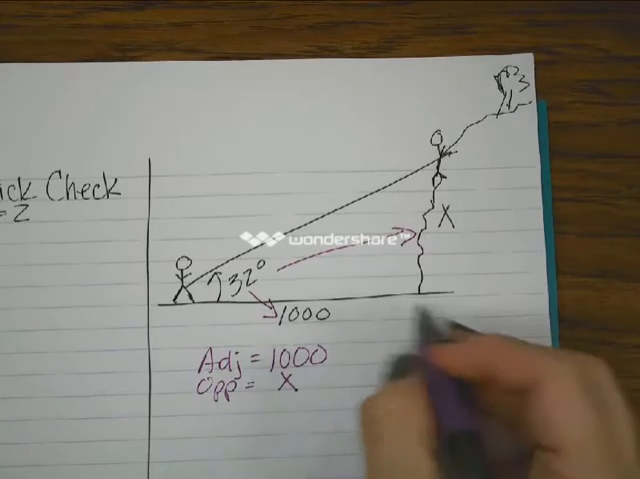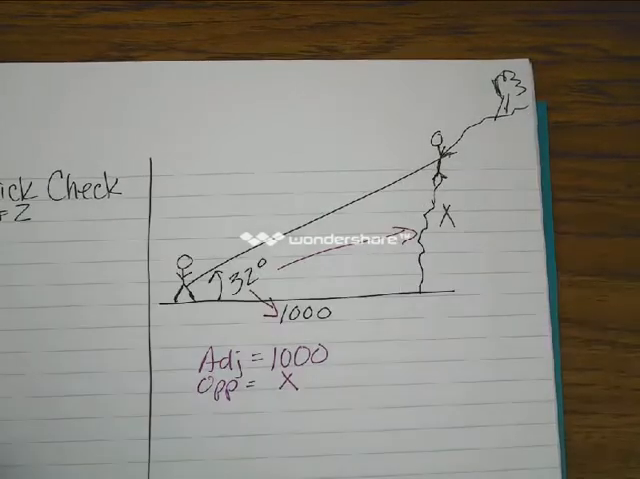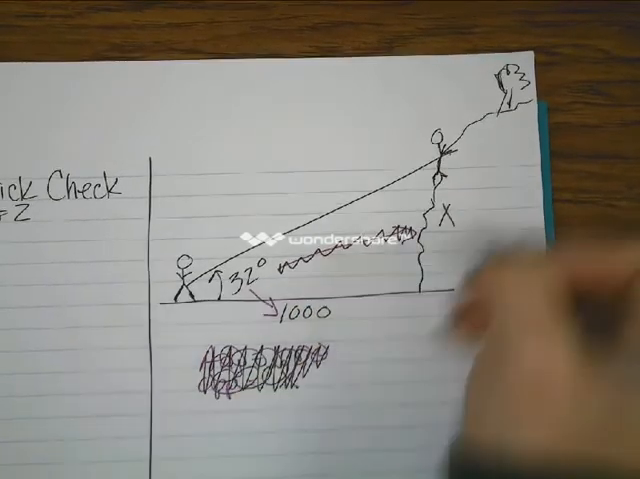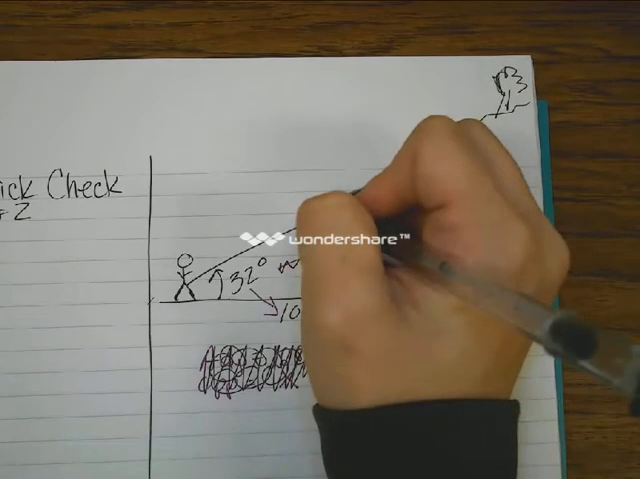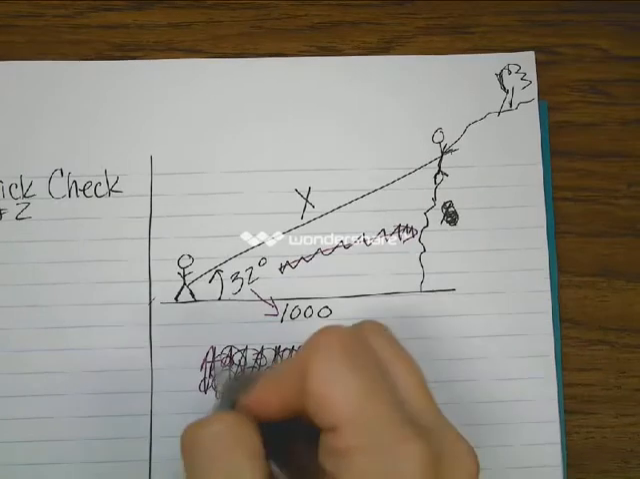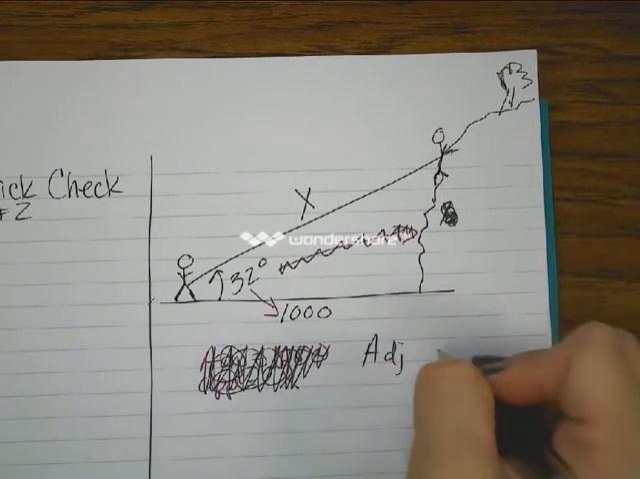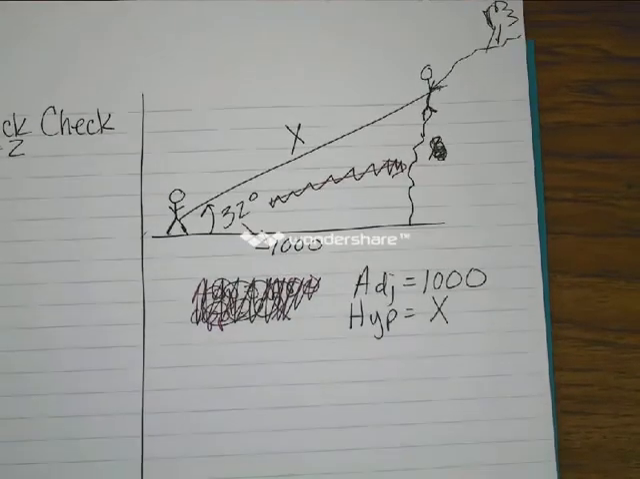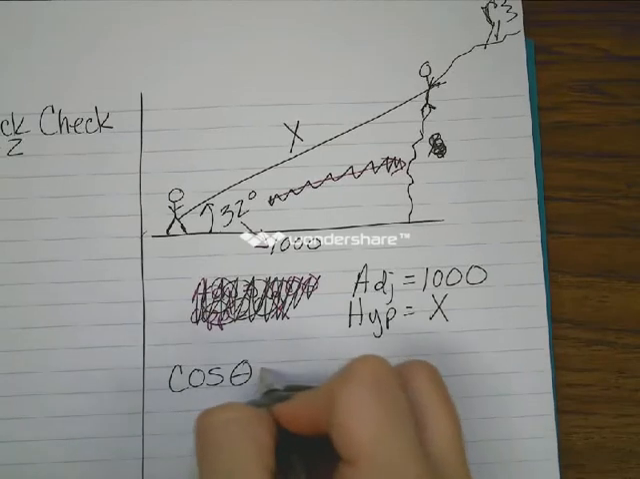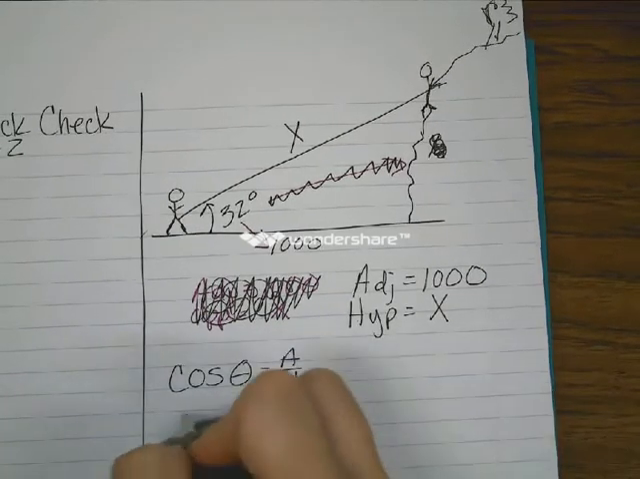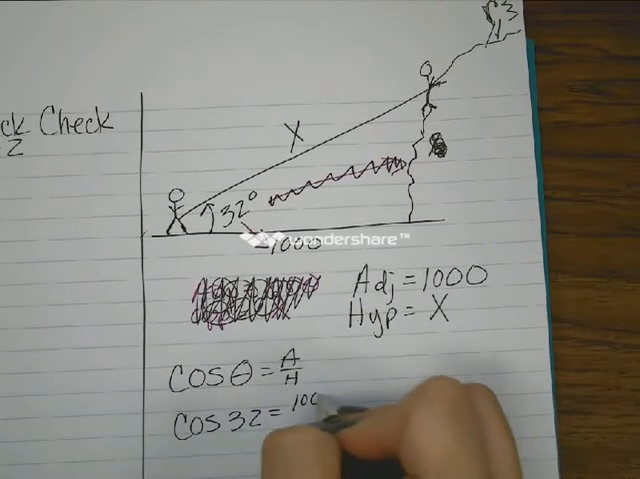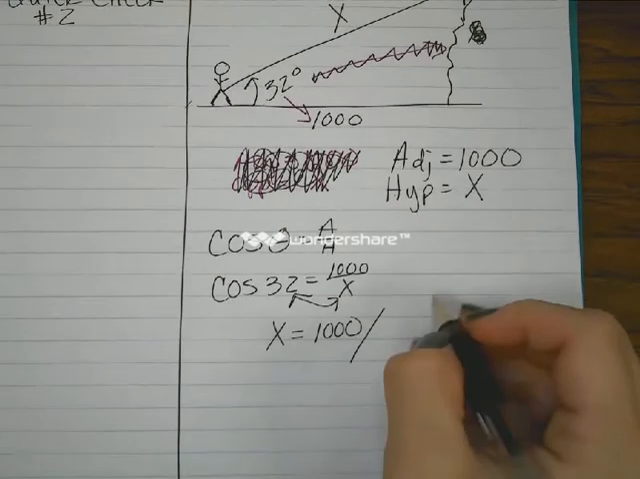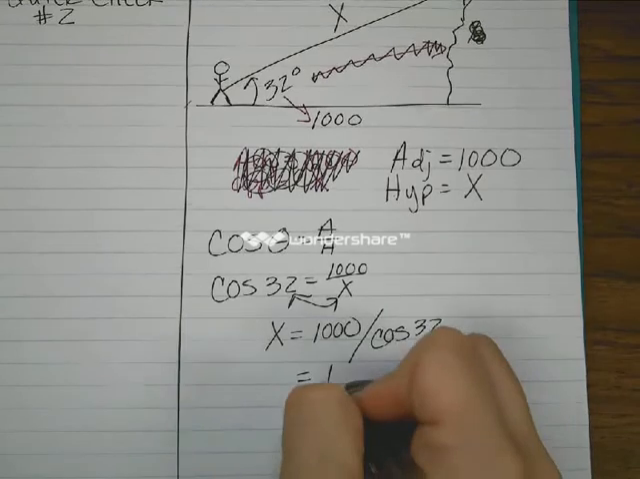Oh, I'm sorry. I looked at my picture wrong. They want to know how far you are away from him, not how high he is on the cliff. So they want to know this distance, so that does make it something different. Alright, our adjacent is still 1,000, but now they're asking for the hypotenuse. Okay, so that's not going to be tangent anymore. Which one has the adjacent and the hypotenuse? That's cosine. Cosine of theta equals A over H. Alright, so cosine of 32 equals 1,000 over x. Go ahead and switch them. Divided by cosine of 32. And that's how far away you are from the person.